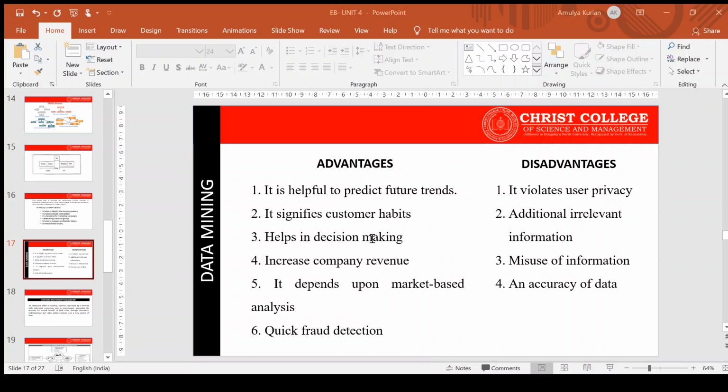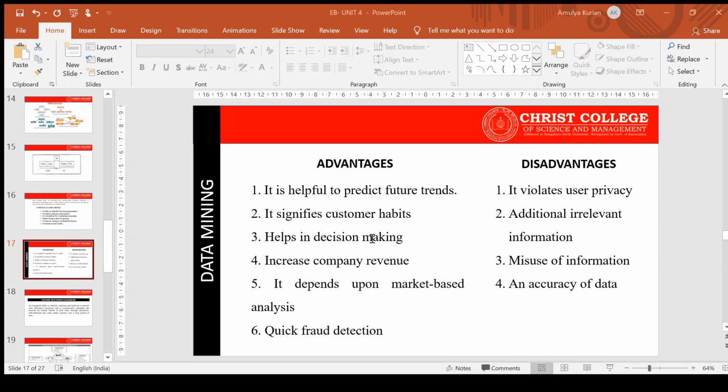Last one, quick fraud detection, since it is gathered with the help of data analysis. With the help of this marketing analysis, one can find out any fraudulent acts and products available in the market. So these are the advantages of data mining techniques.